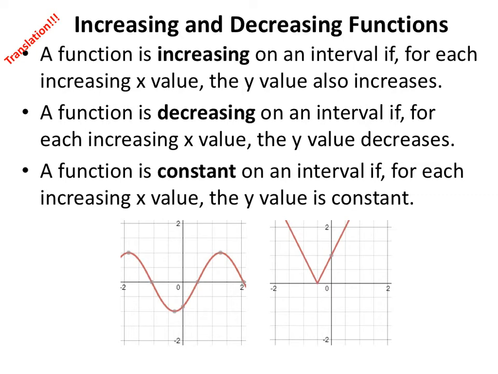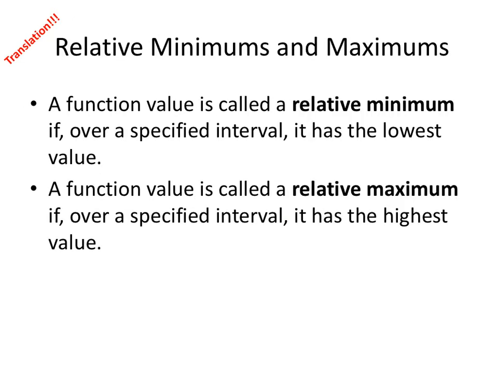So a function is constant on an interval if, for each increasing x value, the y value is constant. So we have to have at least 2 points where we have the x value changing and the y value staying constant, to have an interval where the function is constant. I hope that makes sense. If not, replay the slide and write down some questions.